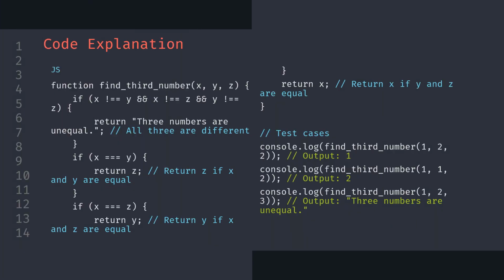This ES5 implementation uses conditional statements to handle different cases. If all three numbers are different, the function returns a message. If two numbers are equal, the third number is returned. The function ensures all cases are covered.